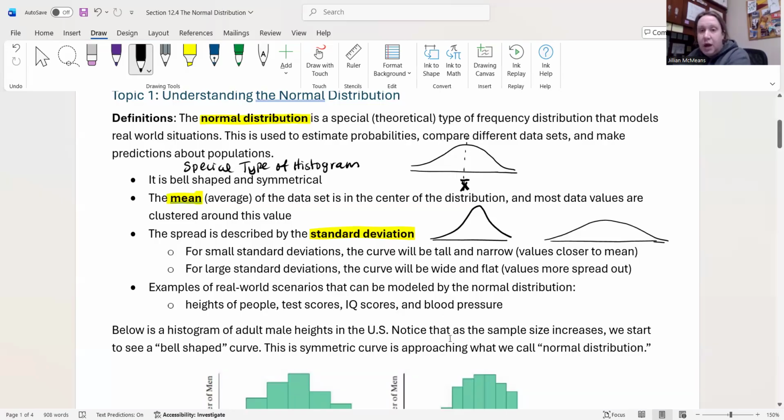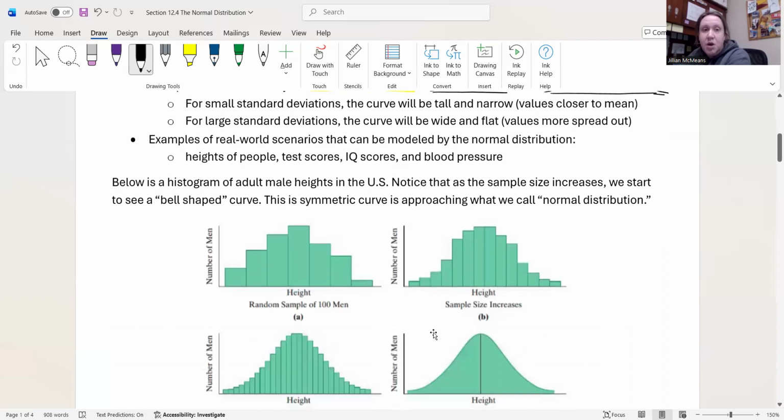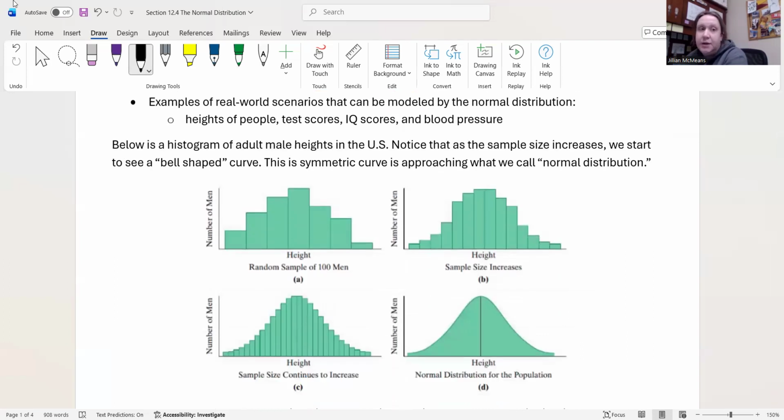Now, to give you a visual of how this happens, we have these 4 histograms right here. It says below is a histogram of adult male heights in the US. Notice that as the sample size increases, we start to see a bell-shaped curve. This is a symmetric curve. This symmetric curve is approaching what we call the normal distribution.